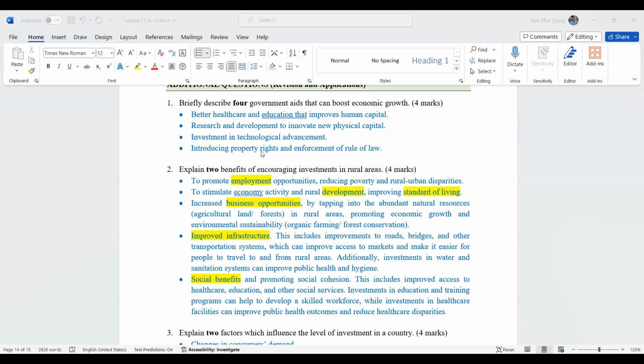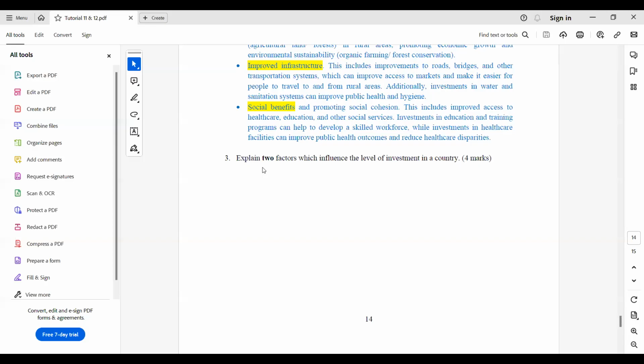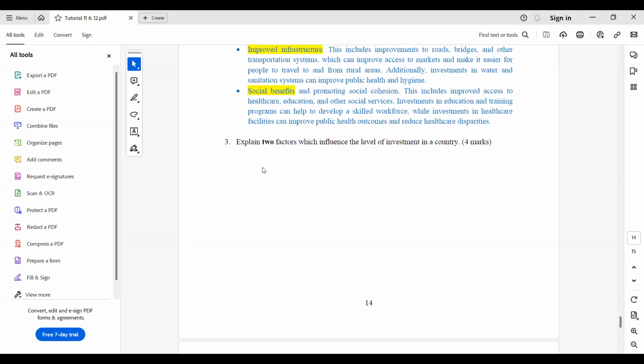The next question is: explain two factors which influence the level of investment in a country. So what would be your answers? What are the factors that could influence the level of investment in a country? I think we discussed something like this before. Interest rate? Yes, correct. Interest rate will be one of them.